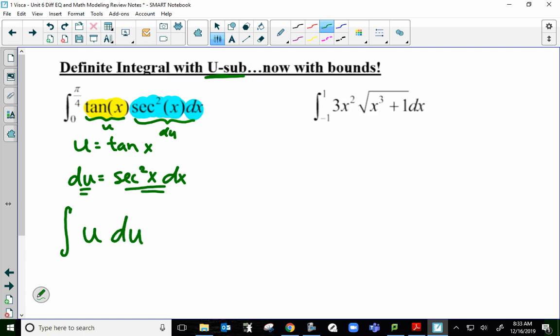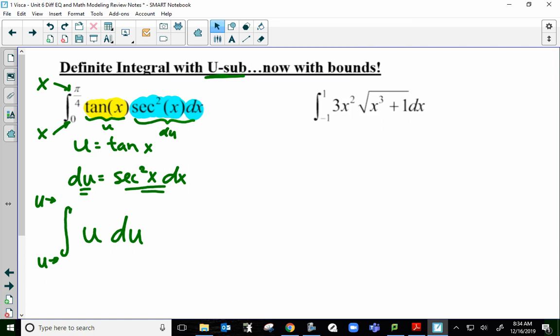Now, you must U sub your bounds. Upper bound, lower bound. They are currently in x form. We want them in U form. Meaning, if I know what x is, I'm just going to substitute in that x upper bound.